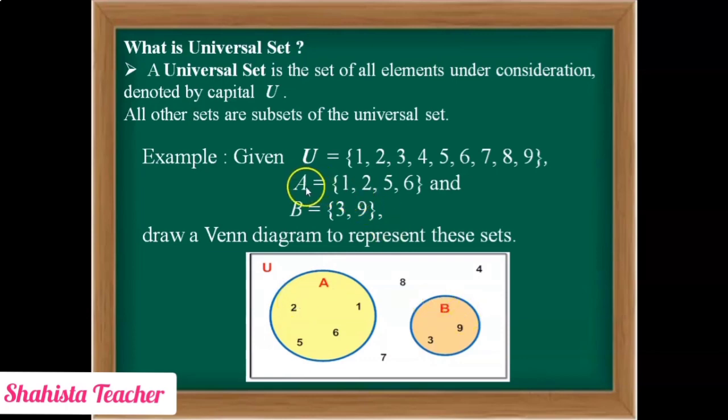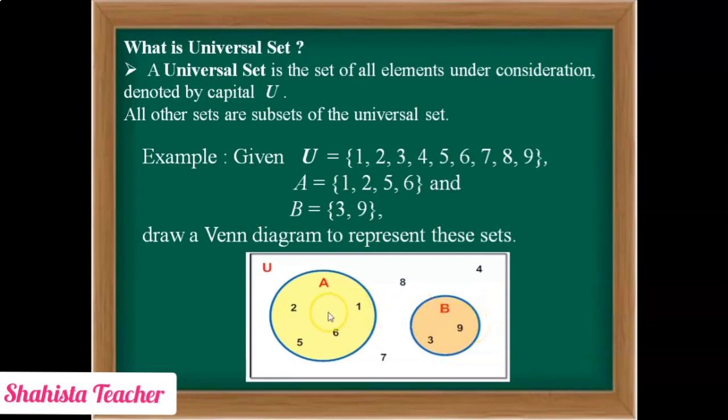How many elements does set A carry? Set A carries 4 elements, that is 1, 2, 5 and 6. So we will show this 1, 2, 5 and 6 inside circle A. Is that clear? Now B carries 2 elements, that is 3 and 9. So here we will show 3 and 9 inside circle B.